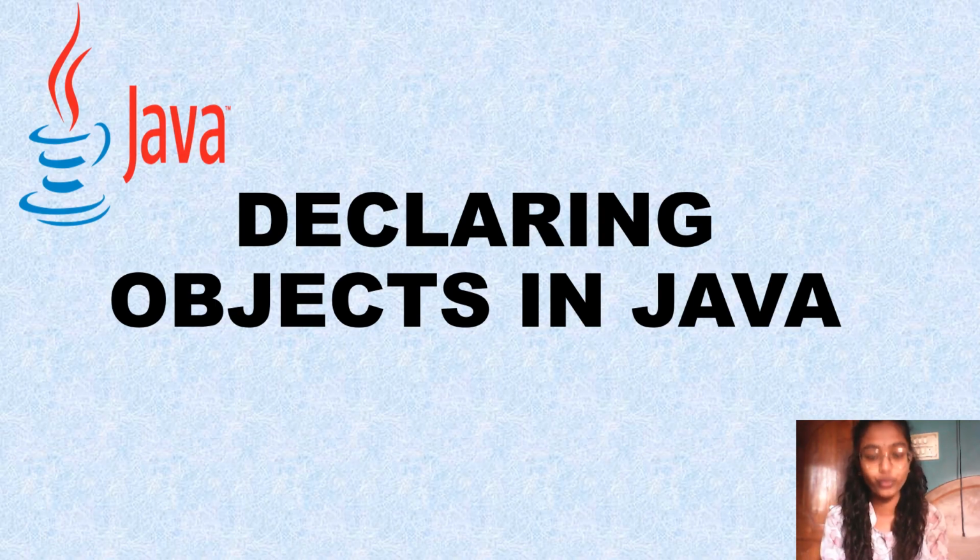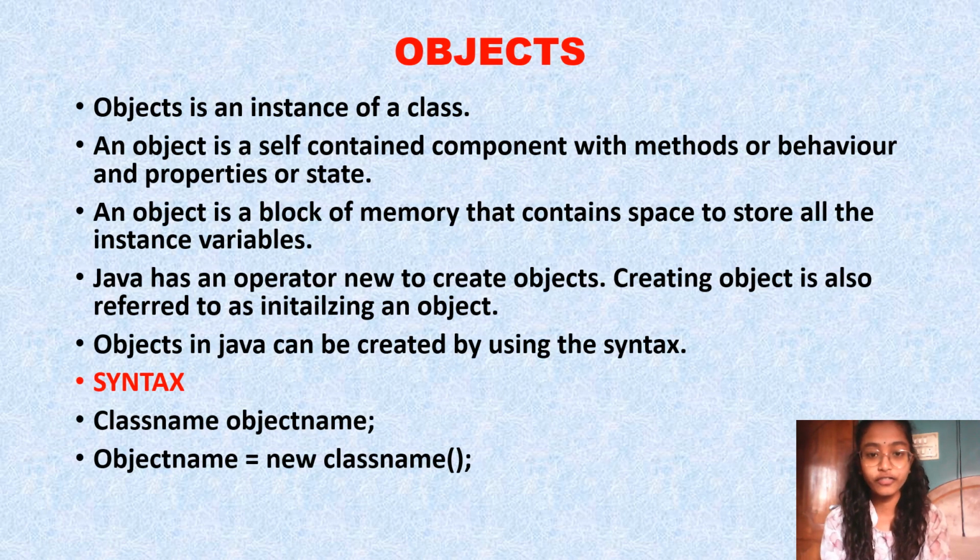In this video, let us discuss declaring objects in Java. First, let us know the meaning of an object. An object is an instance of a class, where the class is the template for an object. An object is a self-contained component with the methods or the behavior and the properties and the state.